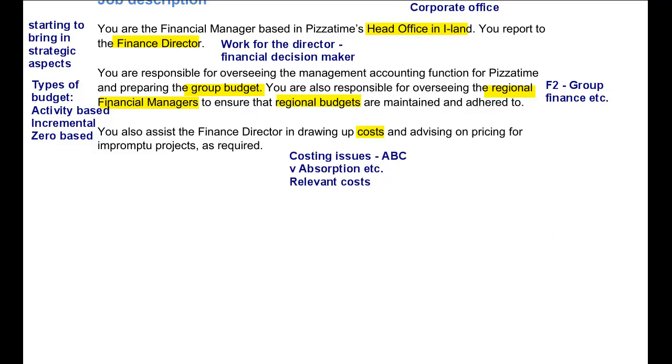And also your role involves advising on pricing for impromptu projects. So there are two issues here. We've got pricing and projects. Two very important things both at P2 and E2. So something that you should know about, but whereas in your E2 and P2 exams you probably learnt about them on a very theoretical basis, there's an opportunity here for the CIMA examiner to test you on your ability to apply them to a more real-life situation. So let's take a look at pricing and projects respectively now.